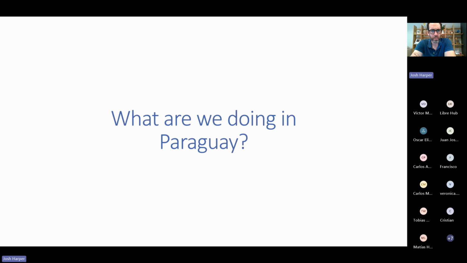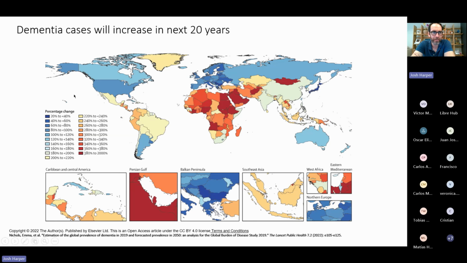So in Paraguay, what are we doing? Well, let's go back to one of our big maps. And our research with this particular system will be focused on dementia. And this is from a recent paper that shows the predicted increase in dementia over the next 20 years by percent. And you can see, if you think back to the map of clinical imaging technologies as well, the places where we're expecting dementia to grow are places that don't have imaging.